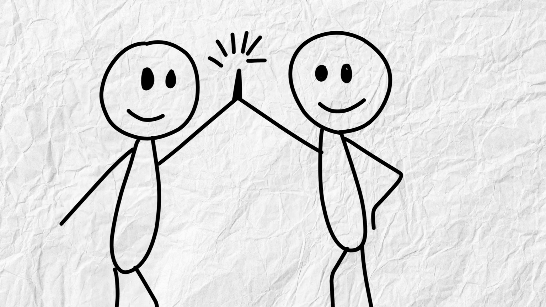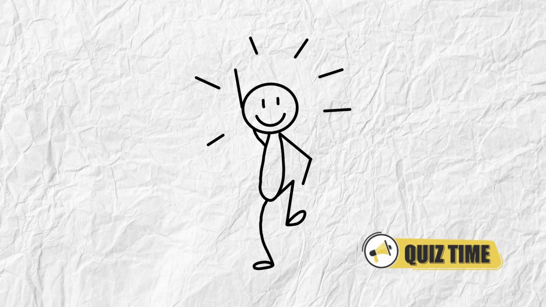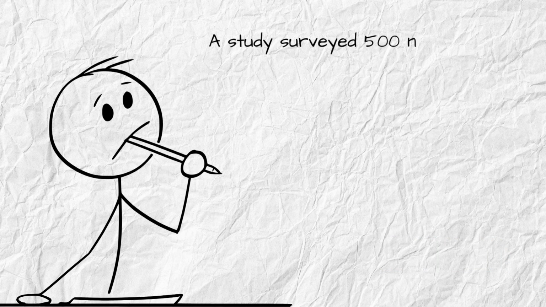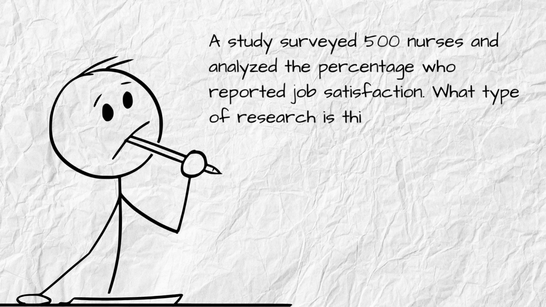Now that you have a good understanding of identifying quantitative and qualitative research, let's check your knowledge. Question 1. A study surveys 500 nurses and analyzes the percentage who report job satisfaction. What type of research is this? The correct answer is quantitative because it uses numbers and wanted to know what percentage.